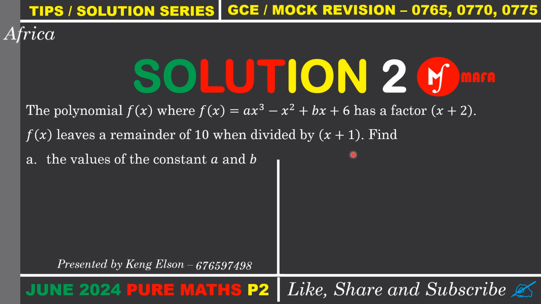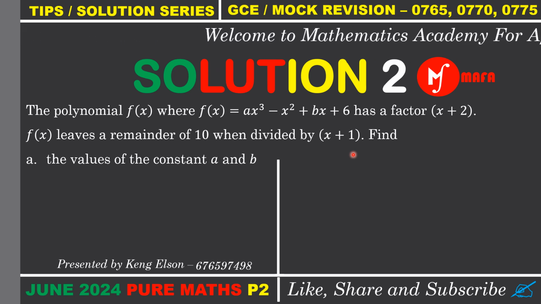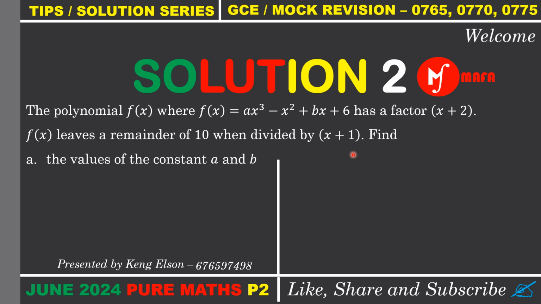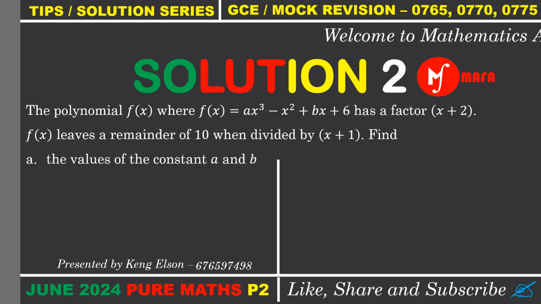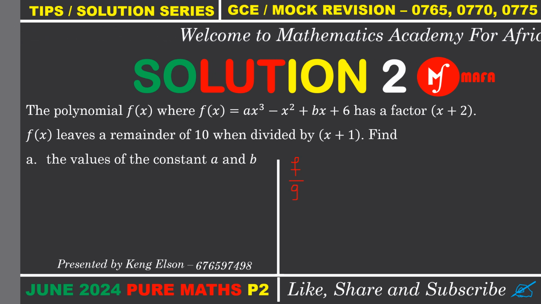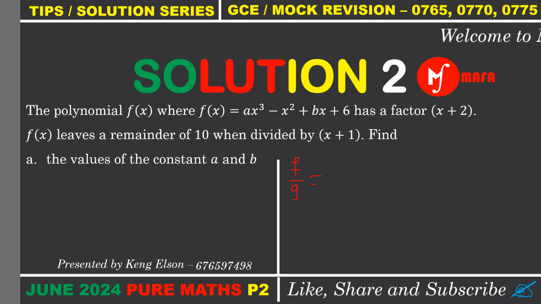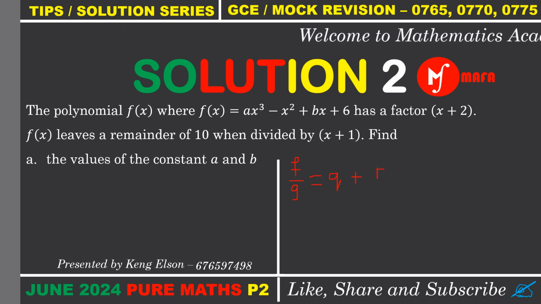Now, generally in polynomials, there are two important theorems you have to always remember. We call them the factor and the remainder theorem. They are very important, so I'm going to try to explain before we solve the question. So basically, if I take a polynomial f of x, I'll just represent it with f, and I divide it by another polynomial g of x, I'll represent it with g. Now the answer will always give me a quotient, we call it q of x, plus a remainder, we call it r of x, divided by the divisor g of x.